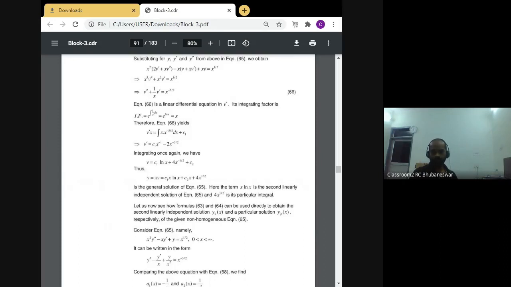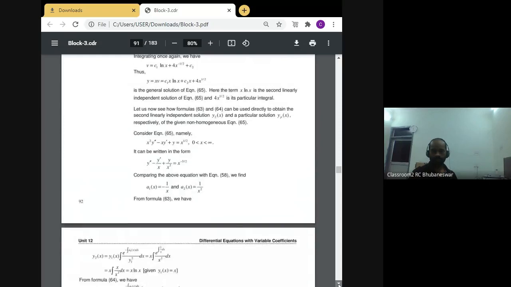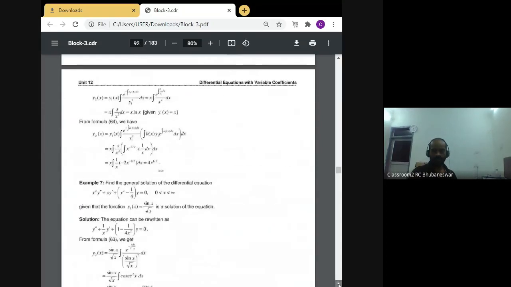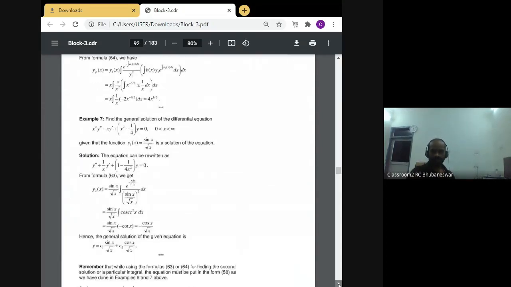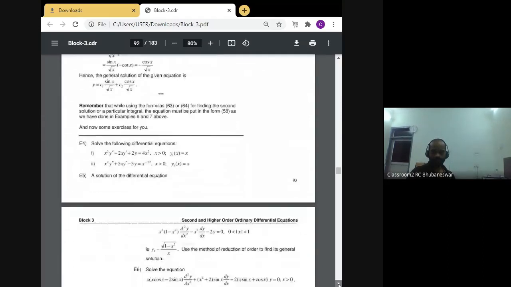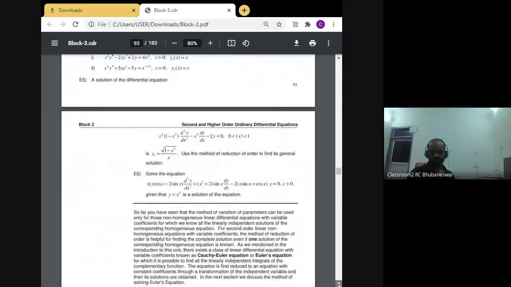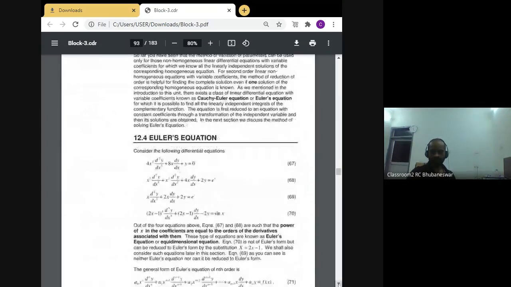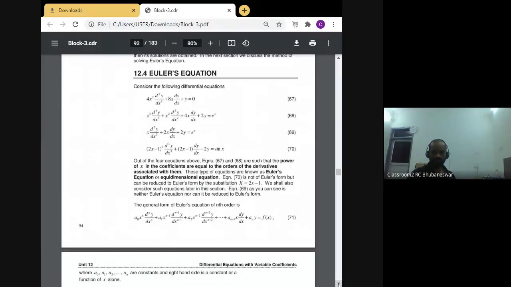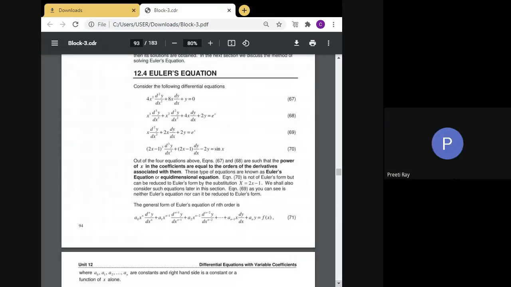Now let us move to the next article, which is about the Euler's differential equation. That means the solution procedure of Euler's differential equation. First we focus on how we can represent an Euler's differential equation, or how it looks like. Then we are going to discuss the solution procedure of an Euler's differential equation. So we are moving towards that particular Euler's differential equation. So very first, in Euler's differential equations.